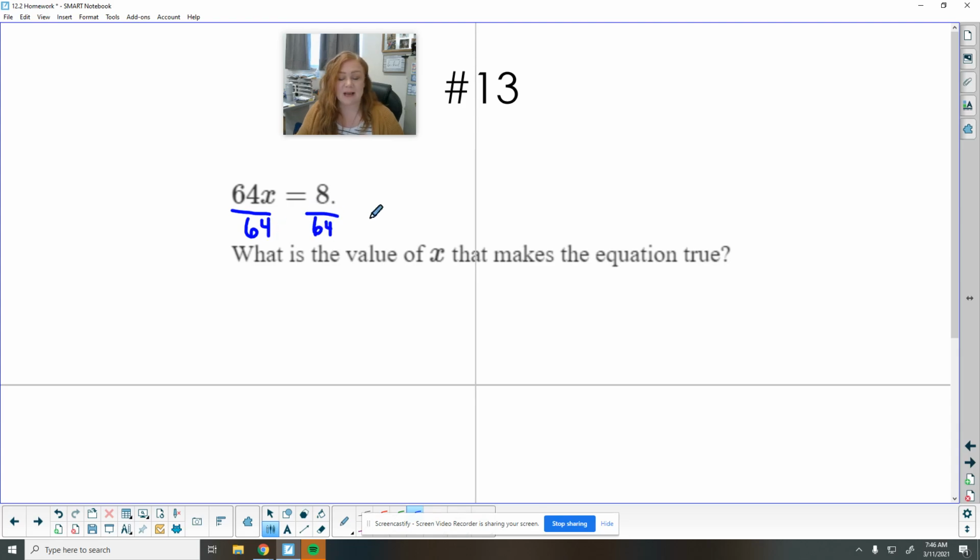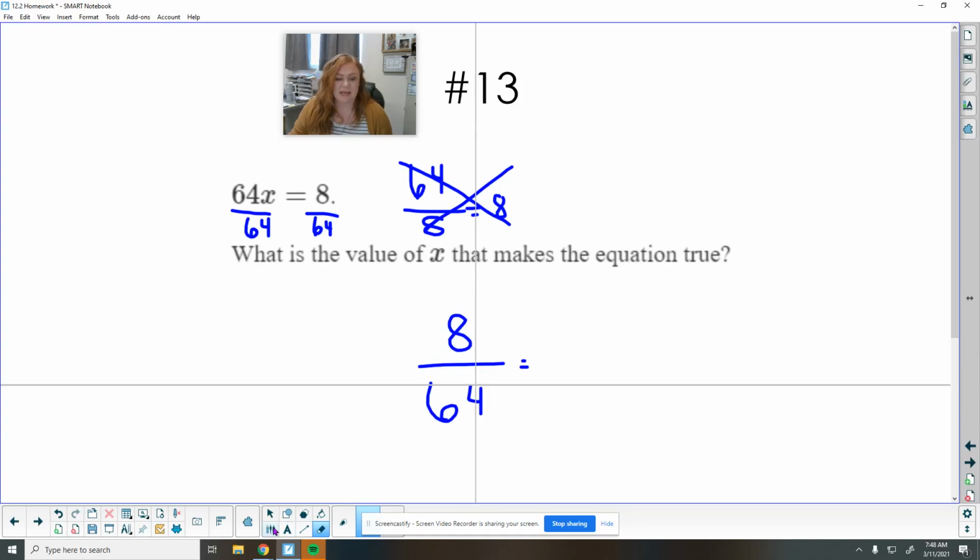Now this is not 64 divided by 8. That would look like this: 64 divided by 8 equals 8. And if I plug that back in, 64 times 8 is not 8. So this is not what we're doing. We have 8 over 64. So think of a number that can go evenly into 8 and 64 and simplify it until there are no other numbers that can go into the numerator and the denominator.